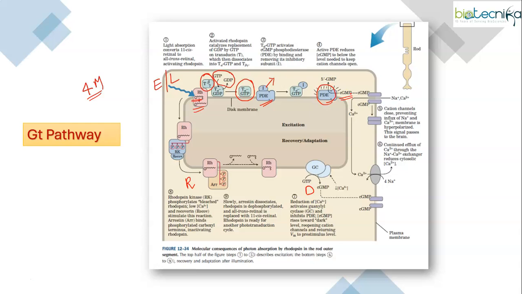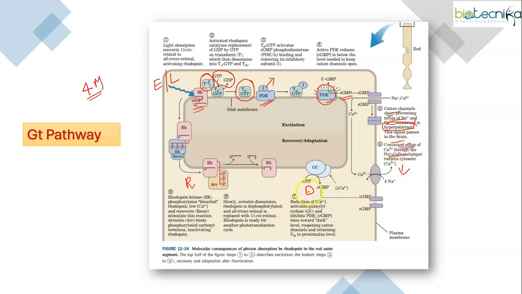So what happens? The cGMP specific ion channels, the cation channels, will be closed. Influx of sodium and calcium will be prevented, thereby the membrane becomes hyperpolarized. So this signal goes to the brain. And because of continuous efflux of calcium ions through the sodium-calcium exchanger, there will be a reduced concentration of cytosolic calcium ions in them. So this is what happens in the light phase.